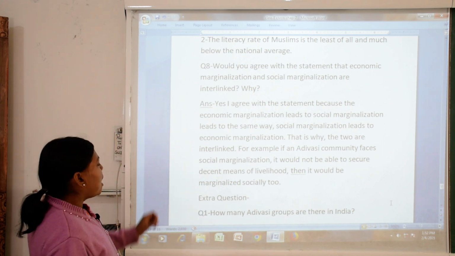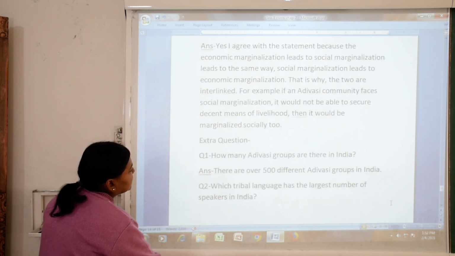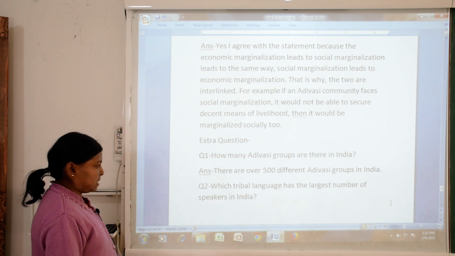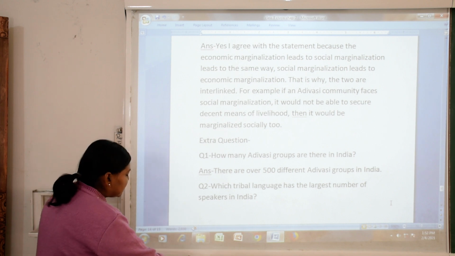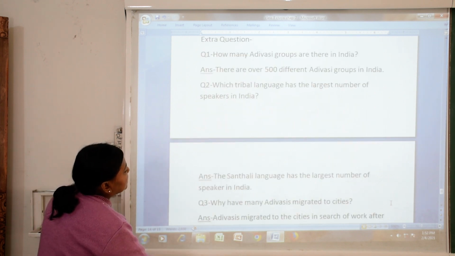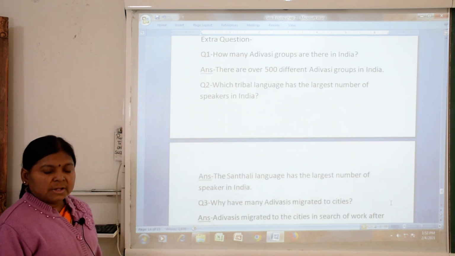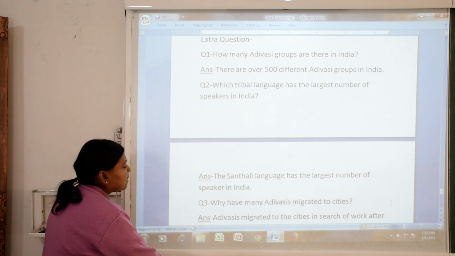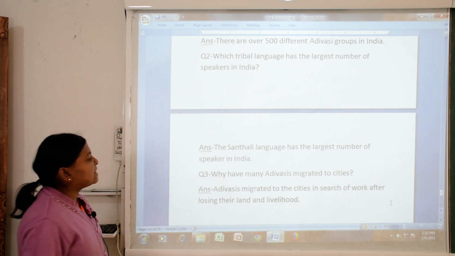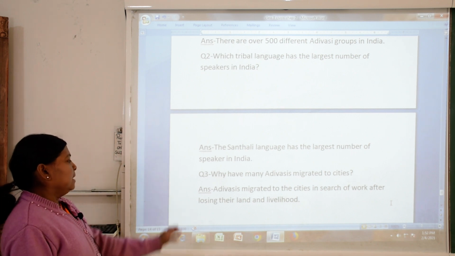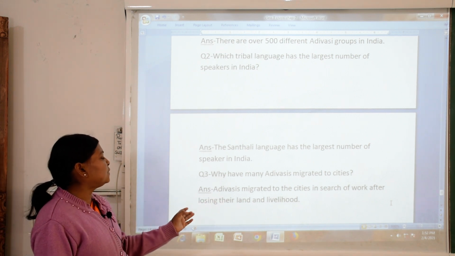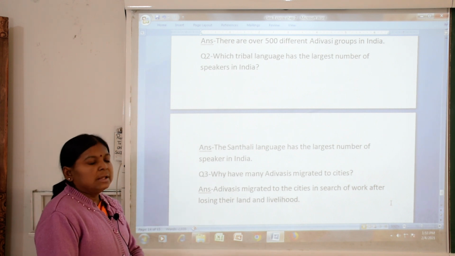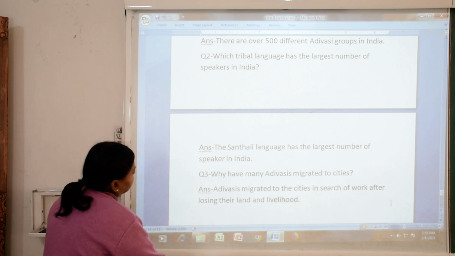Some extra questions: how many Adivasi groups are there in India? There are about 500 different Adivasi groups. Which tribal language has the largest number of speakers in India? The Santhali language has the largest number of speakers in India. Why have many Adivasis migrated to cities? Because they want to search for work after losing their lands and livelihood. They migrate to the cities for work.